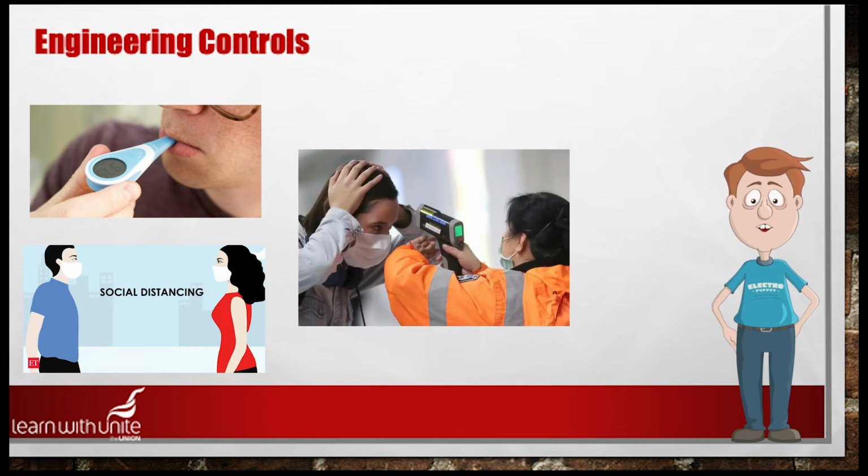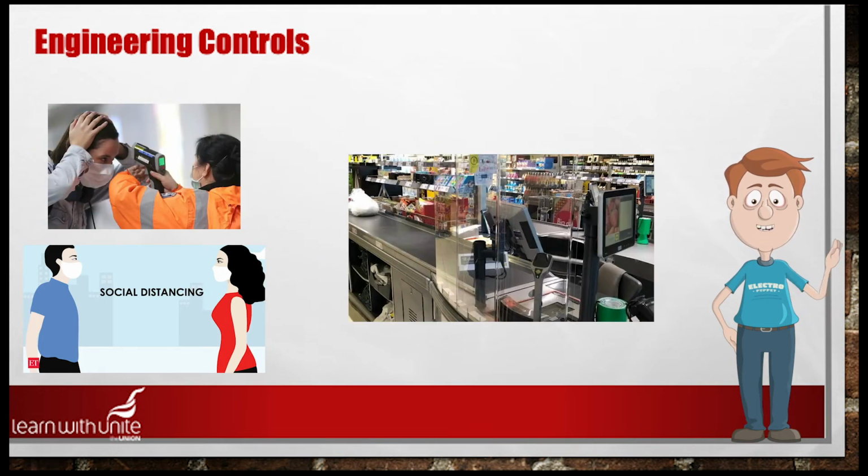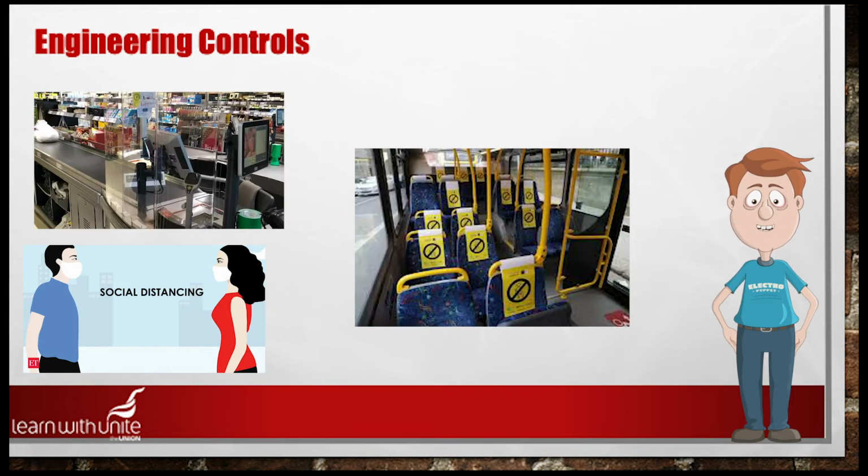Another engineering control is to test everybody's temperature before they're allowed to enter the building. We've seen screens go up at supermarkets. We've seen places taped off on buses so that people are not too close together. There are a wide range of engineering controls available to us, and we should explore how these best fit our workplace and our situation.